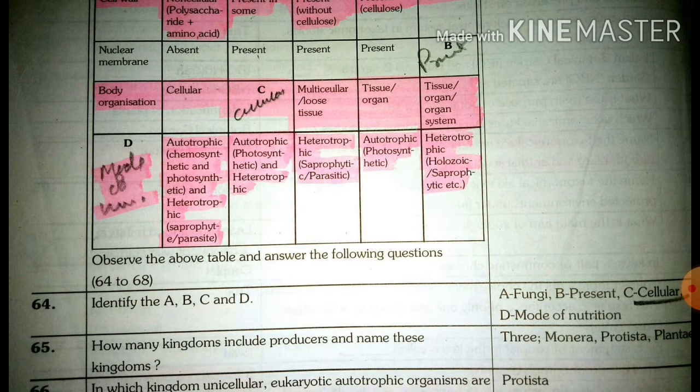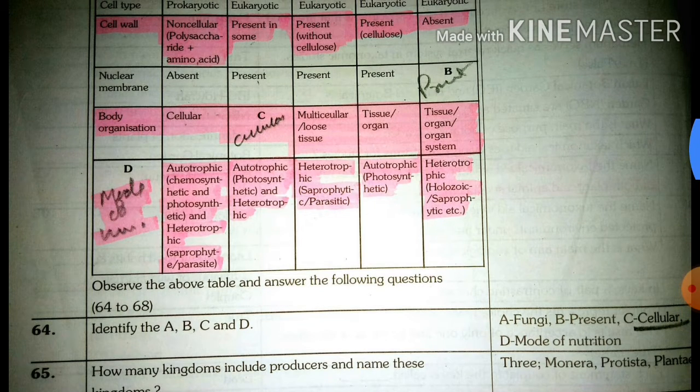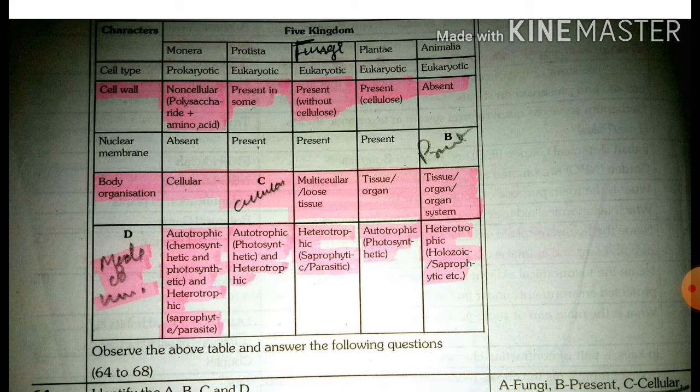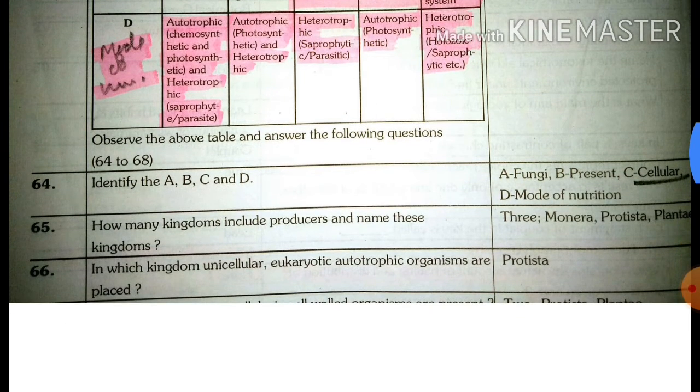Mode of nutrition: in Monera we find all types of nutrition, that is autotrophic, chemosynthetic and photosynthetic, and heterotrophic, saprophytic and parasitic. In Protista, autotrophic, that is photosynthetic, and heterotrophic. In Fungi it is heterotrophic, that is saprophytic, parasitic. In Plantae it is autotrophic, photosynthetic, and in Animalia it is heterotrophic, that is holozoic type of nutrition, or saprophytic you can say. Next, identify A, B, C, and D.